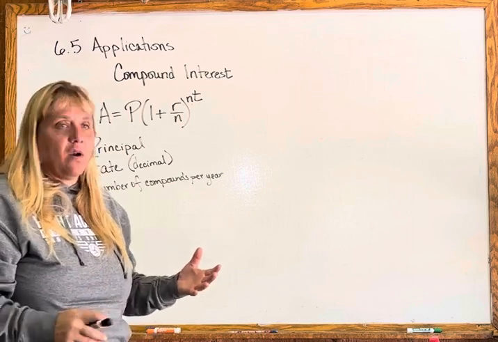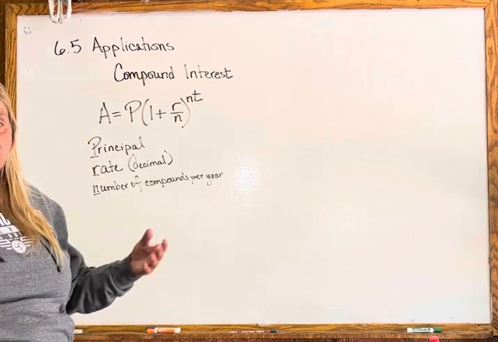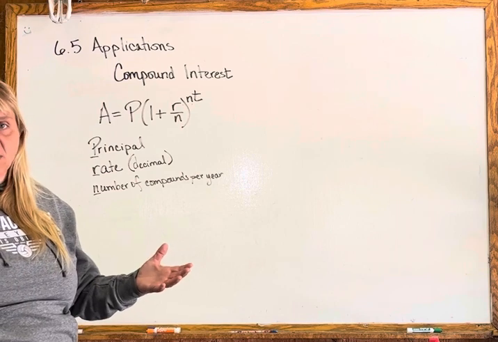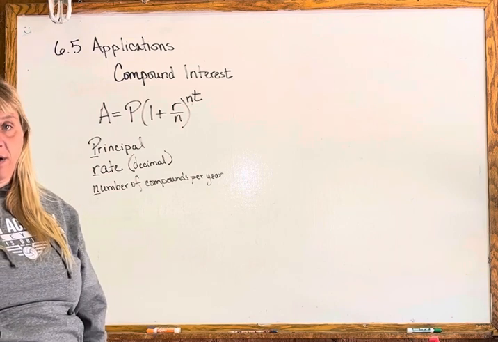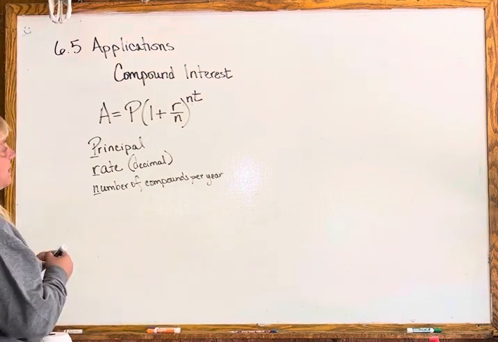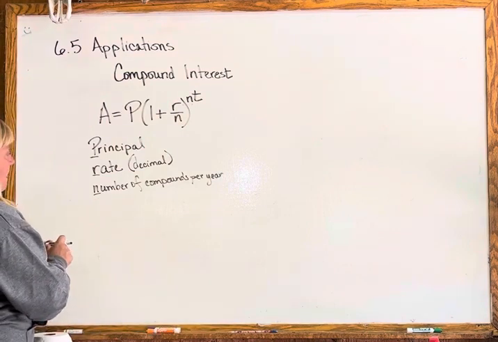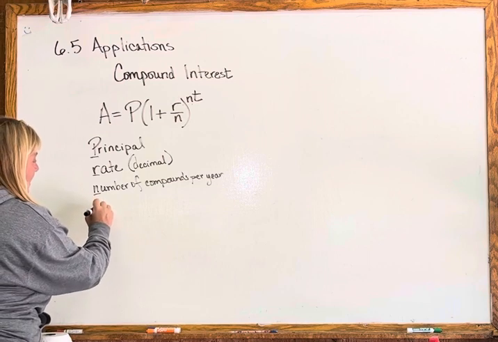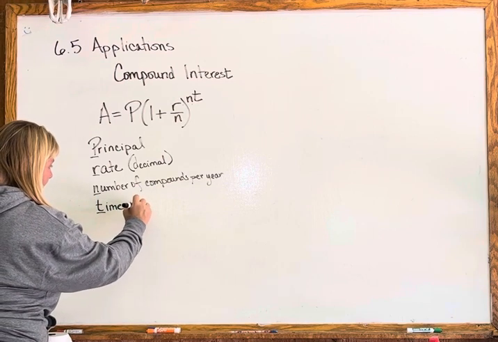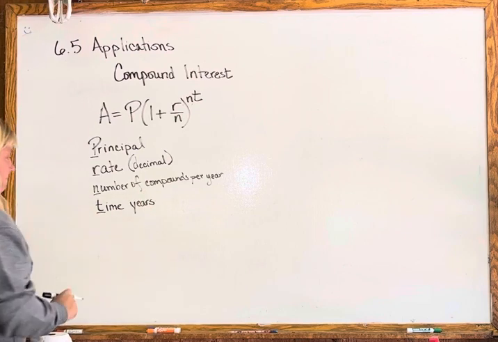Now, if you're investing hundreds of thousands or millions, that cha-ching is really nice. If you're like most of us, the cha-ching is like, why am I wasting my time? But that's the way this works. So N is going to be the number of compounds per year. And here, T is going to be time, and it's also going to be in years.